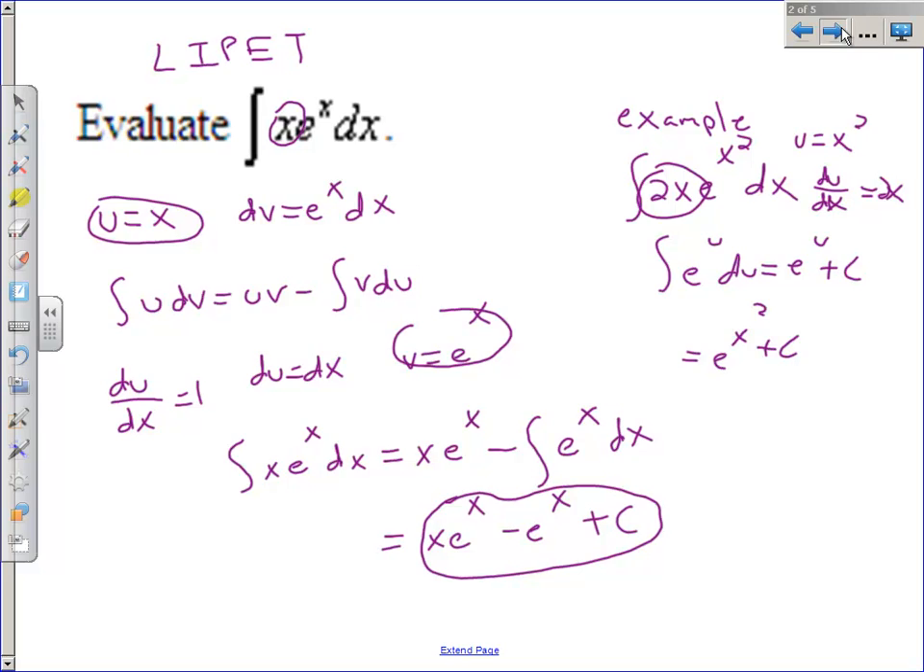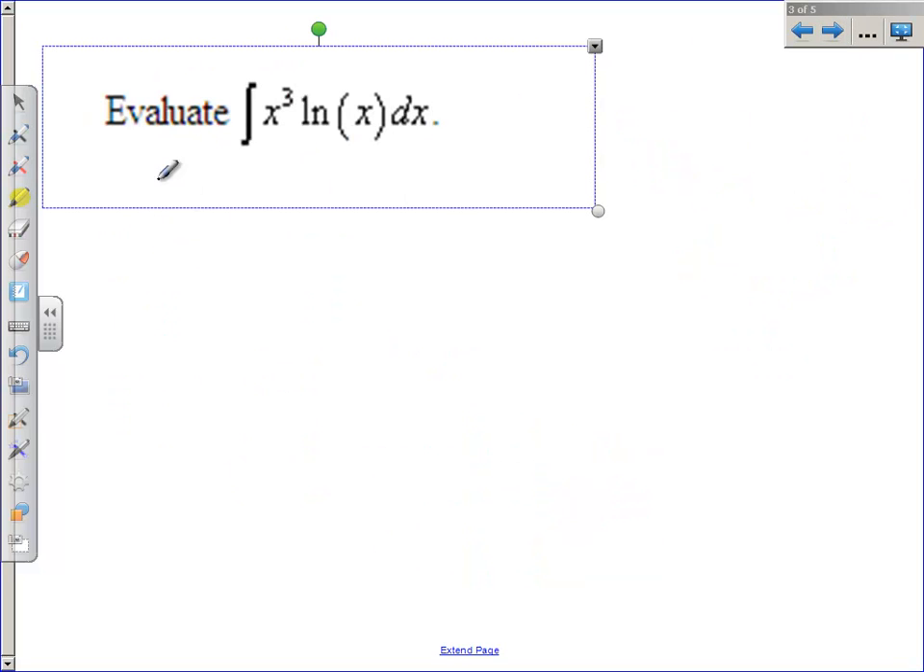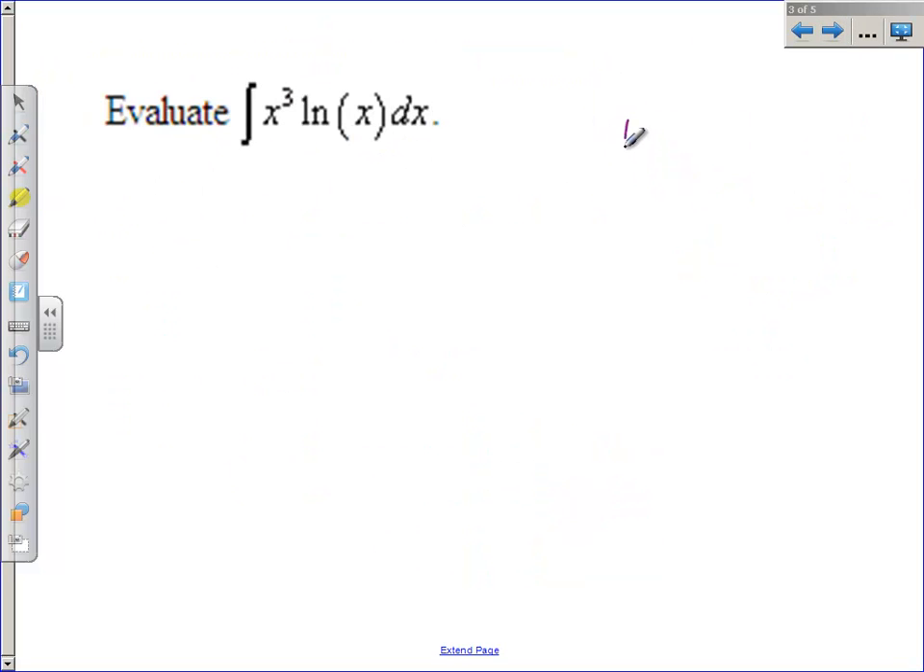Let's do another example. Okay, x cubed natural log of x. Let's write down LIPET. Okay, this is what we are going to choose for u. Do we have a logarithm? Yes, we do. So we are going to let u equal the natural log of x, and dv is going to be the rest of the stuff. So dv is x cubed dx.